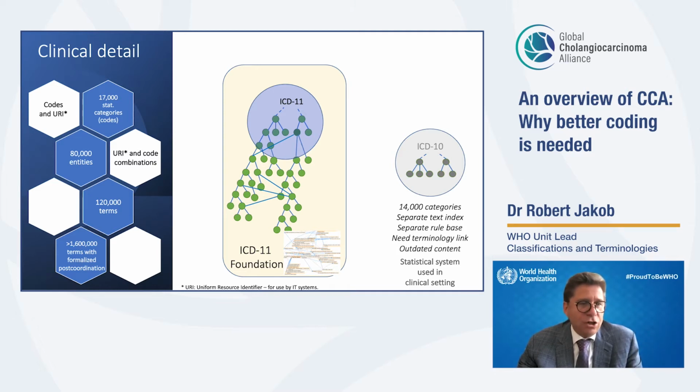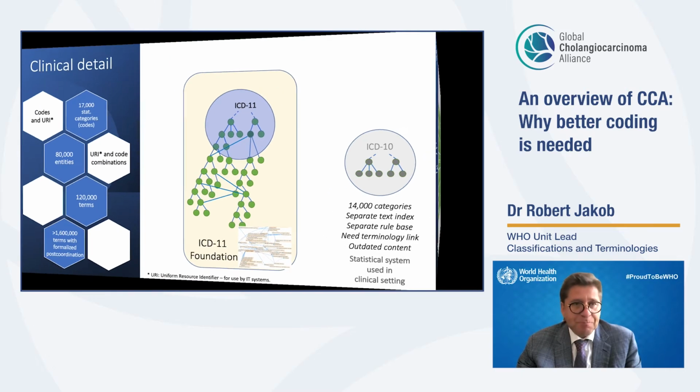And these are complemented with some 120,000 terms. Now, the knowledge structure of the ICD allows the design to match also more than just the entities and synonyms that are contained in the system. And so the coding engine, the application programming interface, can cope easily with more than 1.6 million terms in formalized code combination or single code outputs. This all means we have a clinical system that can be used for statistics, whereas the outdated ICD-10 was a statistical system imposed on clinicians.